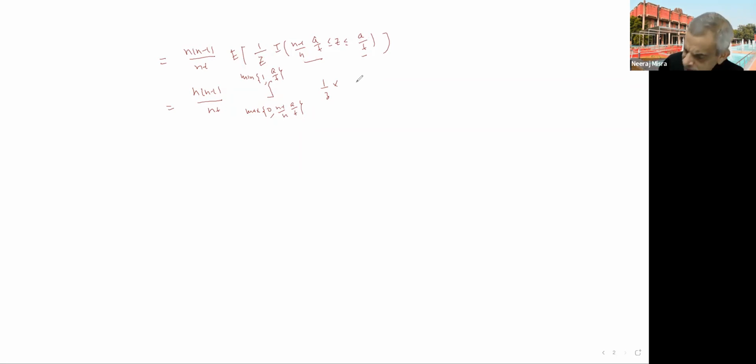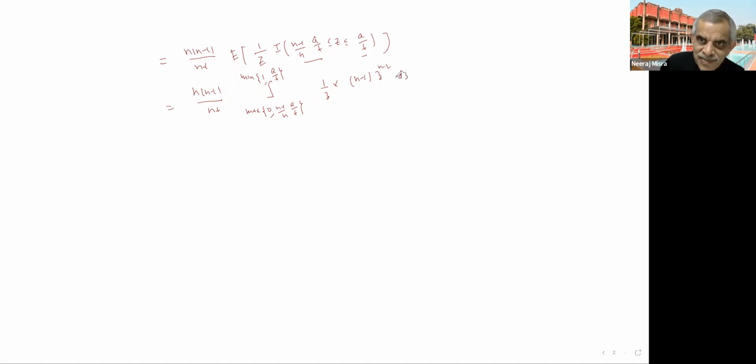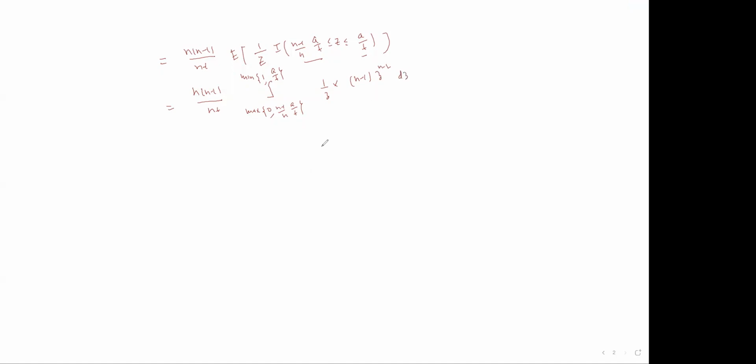What is the density of a beta n minus 1, 1? Anyone? Sir, 1 by beta n minus 1, 1 into x to the power n minus 2, 1 minus x, x to the power n minus 2 just. That's all right. Is that okay? Yes. Good. This is what you've got.